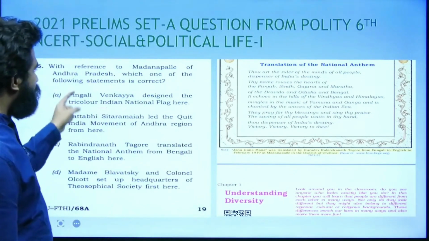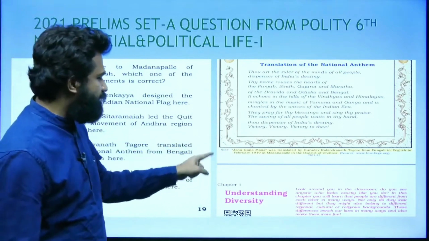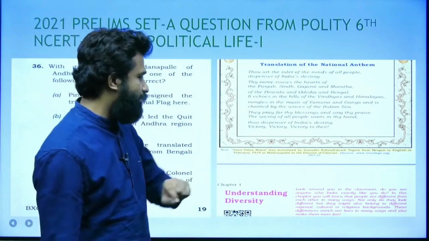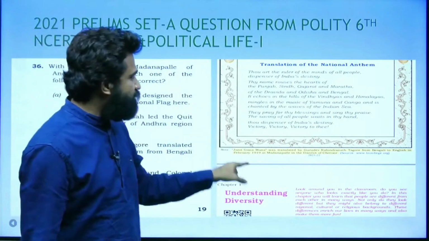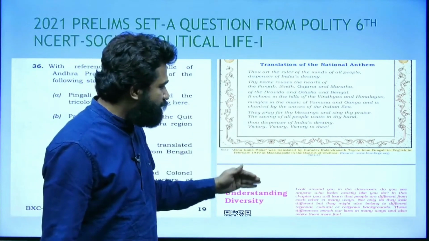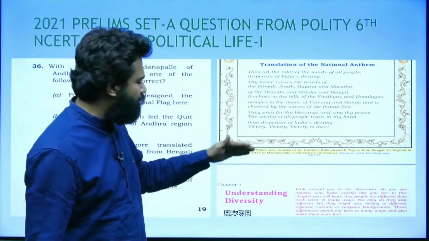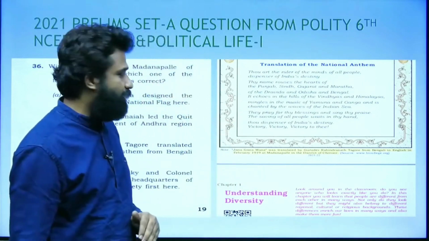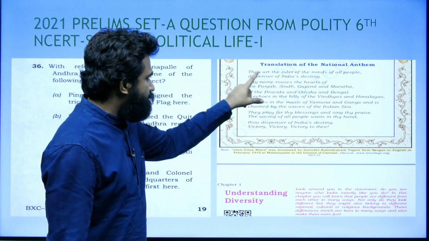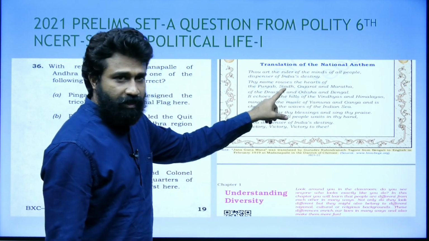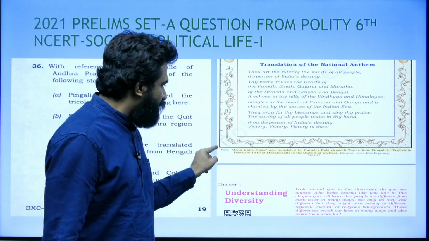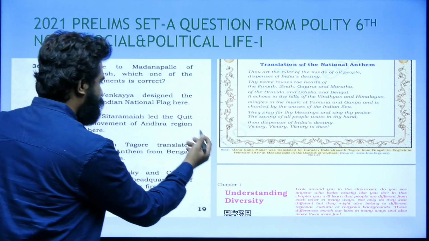Here the question is about the translation of Rabindranath Tagore's work from Bengali to English, in February at Madanapalli in Chittoor district. This is actually an NCERT question, right. Even before starting the chapter of this NCERT in 6th class, Social and Political Life 1, there is a national anthem which is translated. This translation of the national anthem from Bengali to English is given in a small note. Here a small note is given, right.